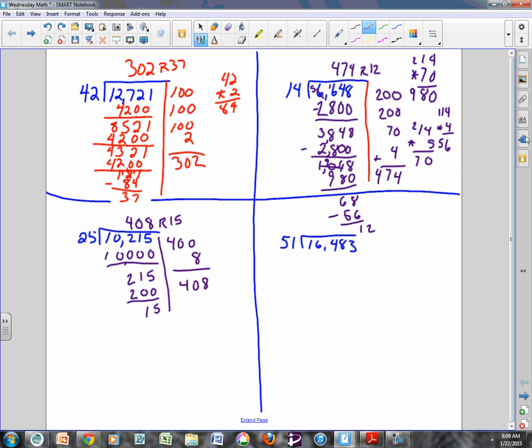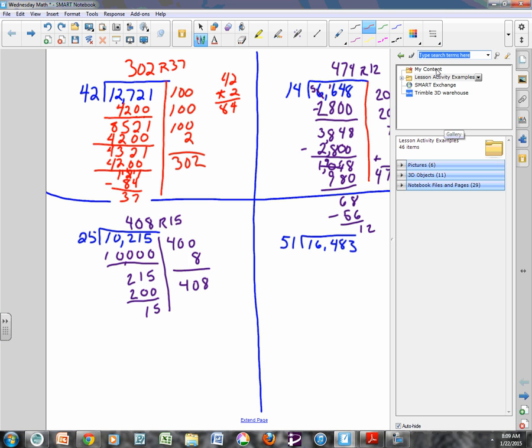And I'm just going to check both of these problems with my calculator. I can show you how to do that.